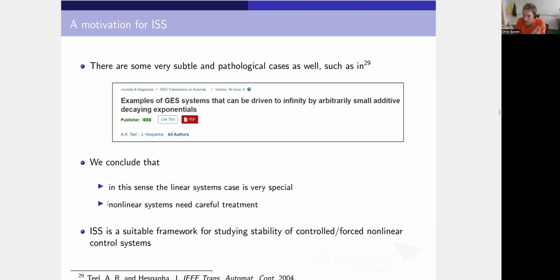And as is now known, ISS is a suitable framework for studying stability of a controlled or forced nonlinear control system. Because roughly speaking, small inputs and small initial states give rise to small states.